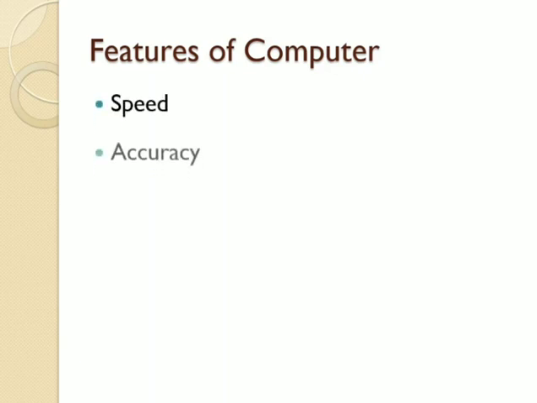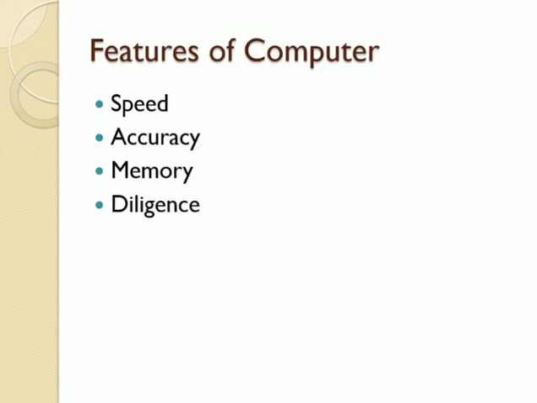Speed, accuracy, memory, diligence, versatility and reliability. I repeat, speed, accuracy, memory, diligence, versatility and reliability. These are the features of computer. Now let's learn these features in detail.